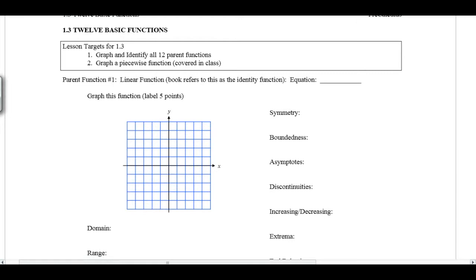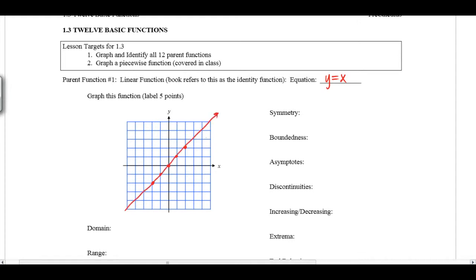So the first one we're going to talk about is a linear function, probably your most common, so it's a good one to start with. It is y equals x, the one you know the best, right? A nice linear function. I would plot some points of it, so like 0, 0's on there, 1, 1, 2, 2. How about -1, -1, and -2, -2? That's what our graph looks like.